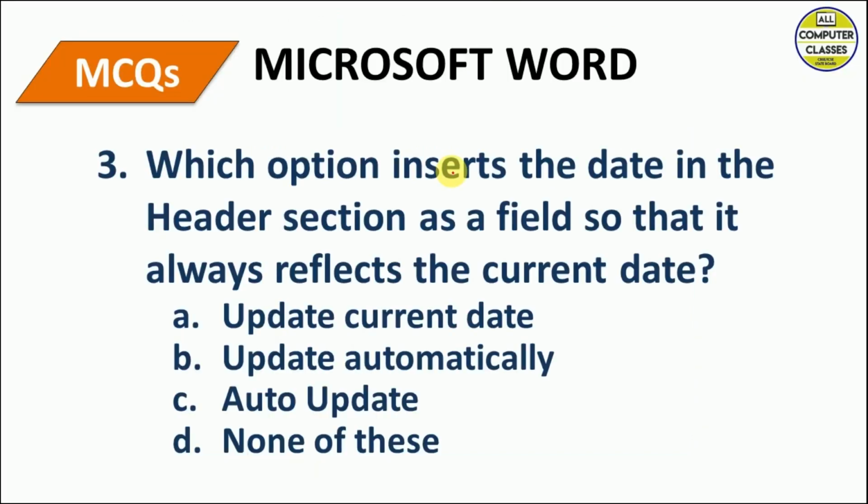Now the third question: which option inserts the date in the header section as a field so that it always reflects the current date? Date we can insert, but which option will show us the current date? For example, I have created a document today, and after 3 days if I open that document, it should show the date of that particular day. The options are update current date, update automatically, auto update, and none of these. Let me show you this.